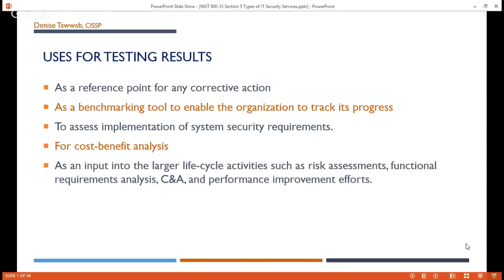So uses for your testing results, well, as a reference point for any corrective action, as a benchmarking tool to enable your organization to track progress, to assess implementation of system security requirements, for cost-benefit analysis, and also as input into the larger lifecycle activities such as your risk assessments, functional requirements analysis, certification and accreditation, and performance improvement efforts. So your testing results can be used for a lot of purposes.